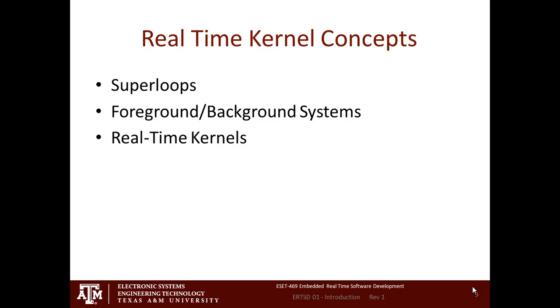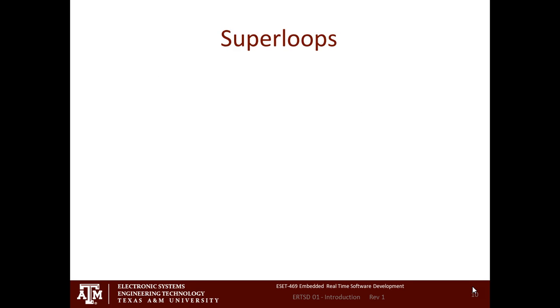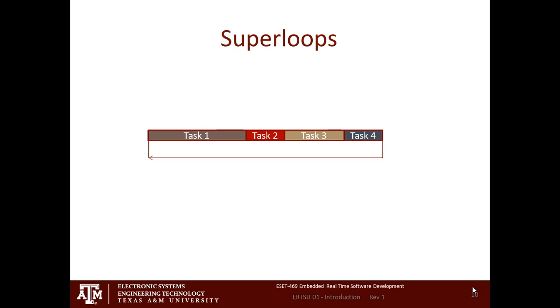Now, the odds are, in fact, I'm certain that you guys have written things more complicated than just a plain super loop. Some of you have written something where there are interrupts, and that's what a foreground-background system is. And then we're going to be learning how to do an RTOS. So let's take a look, first of all, at a super loop. The super loop example that I have on the slide is basically 4 tasks. It executes task 1, task 2, task 3, task 4, then task 1, task 2, task 3, task 4.